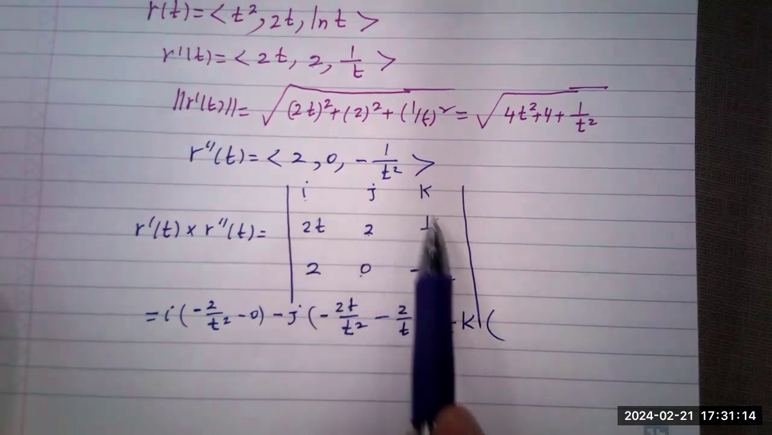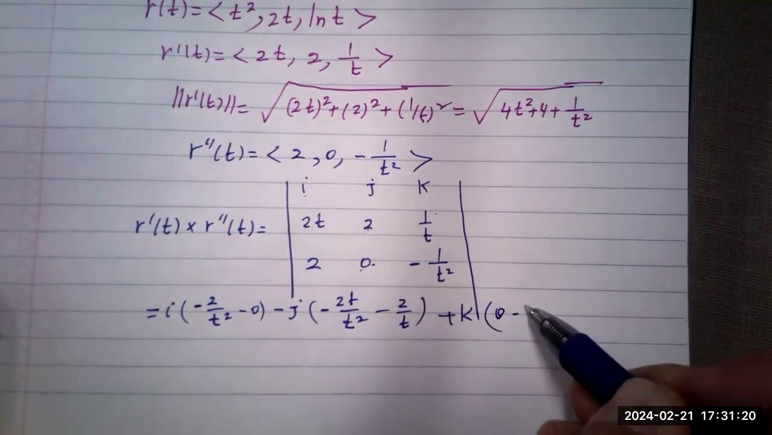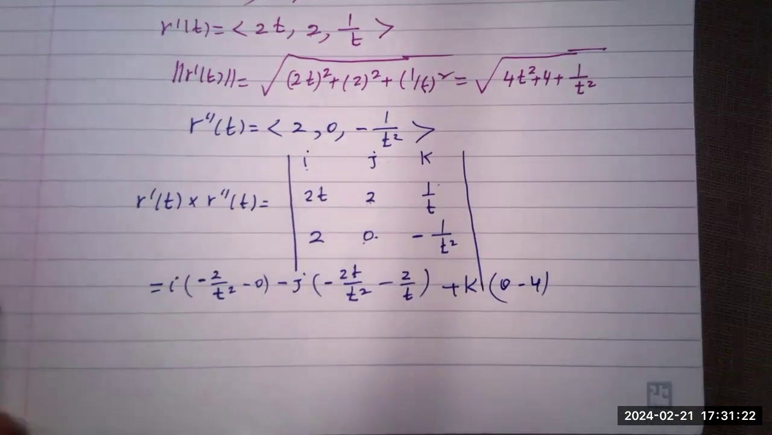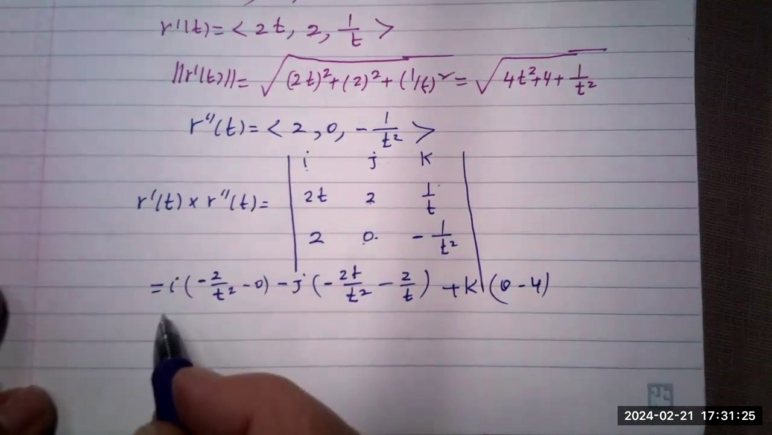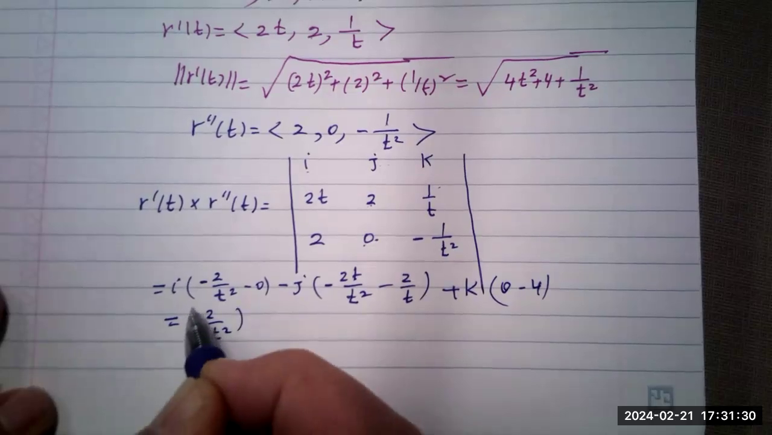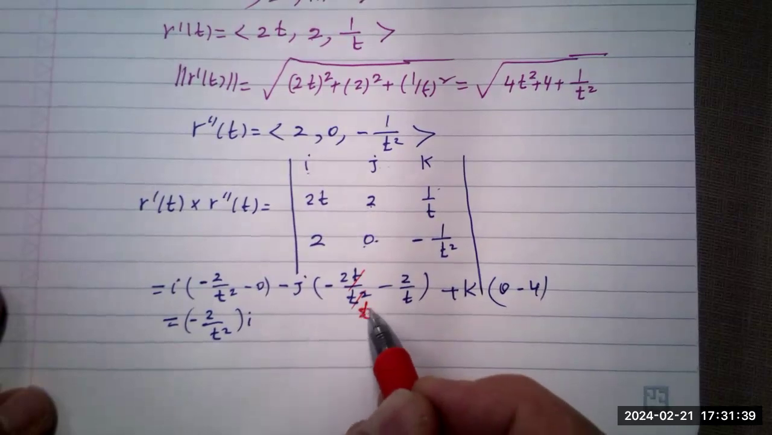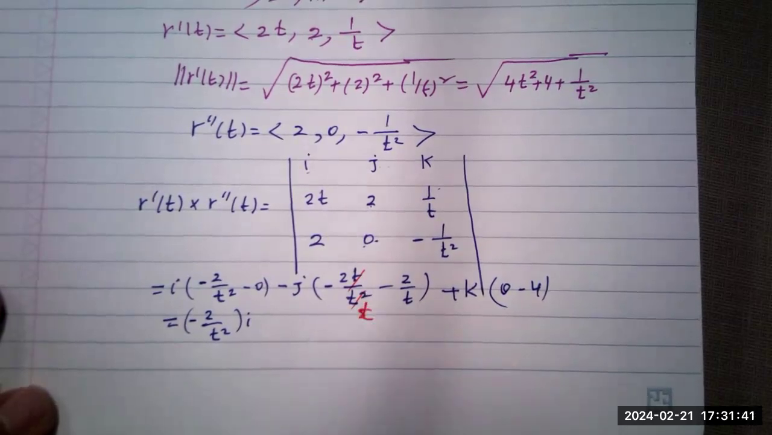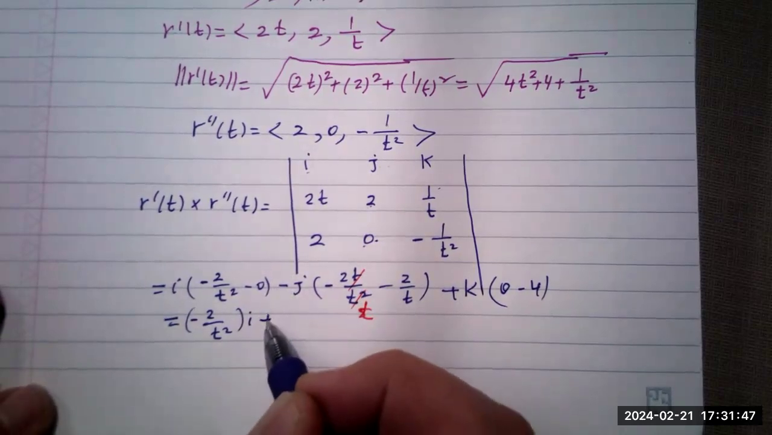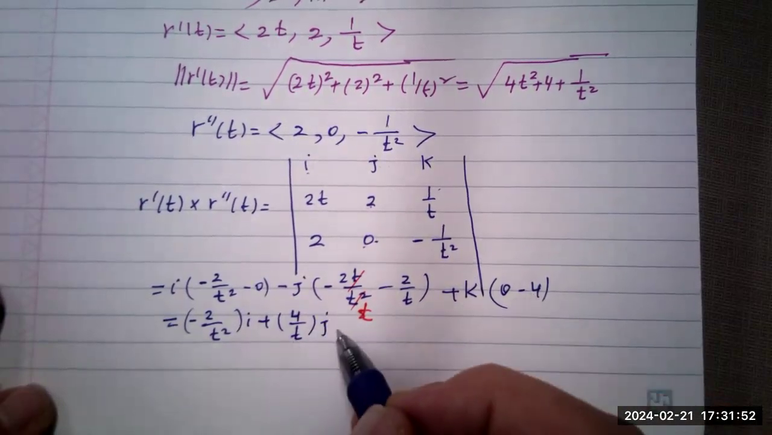we'll eliminate the first row, last column. So the matrix 2t times 0 would be 0 minus 4. Okay, so what we're going to have is negative 2 over t squared i. Over here, these two would cancel out. So we get negative 2 over t. Negative 2 over t would be negative 4, and there is a negative here, we get the positive. So it's going to be positive 4 over t j. And the last one, we get the negative 4k.